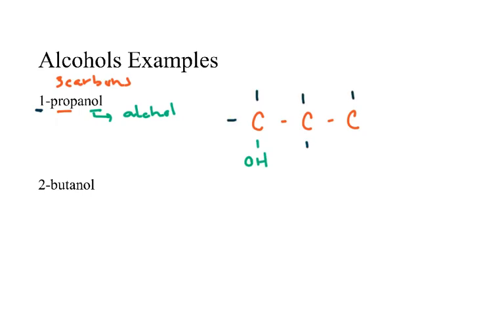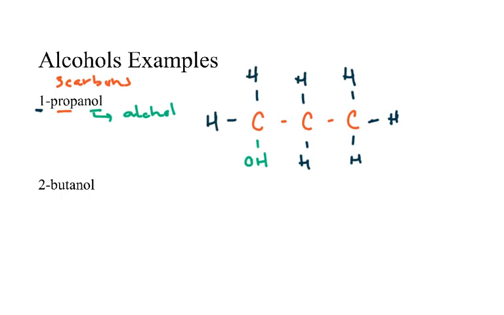All right, so let's take a look at an example here. So we're going to have 1-propanol and 2-butanol. So again, 1-propanol. Prop means that it's 3 carbons long, right? And this -ol is telling us that it is an alcohol. So we know that it's 3 carbons long. So we're going to go 1, 2, 3. And our alcohol is on the 1. So we're going to put our OH right here. And then we're going to fill in our hydrogens like we typically do. Okay, so now we have 1-propanol.